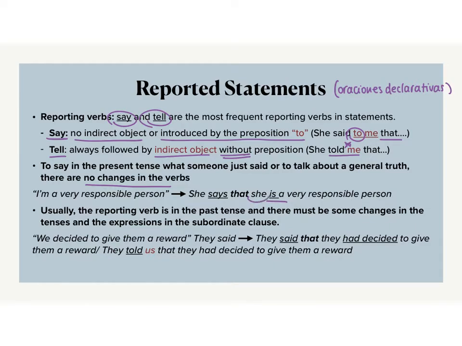But we need to take into account that personal pronouns also change. Usually the reporting verb is in the past tense and there must be some changes in the tenses of the main verb and the expressions in the subordinate clause. For example, "we decided to give them a reward." They said in the past that they had decided, because the past simple changes into past perfect, to give them a reward. Or if we use the verb tell, they told us, with the indirect object, that they had decided to give them a reward.